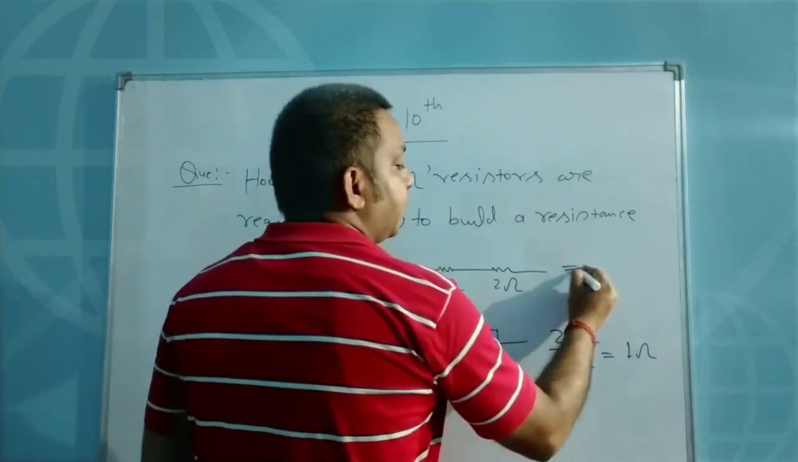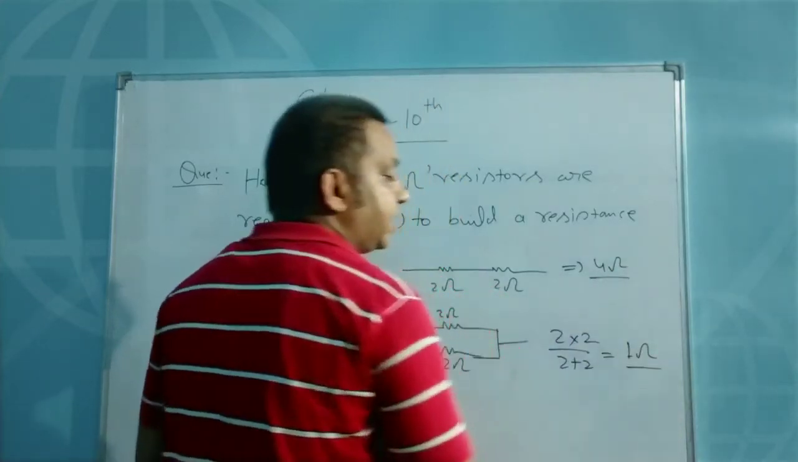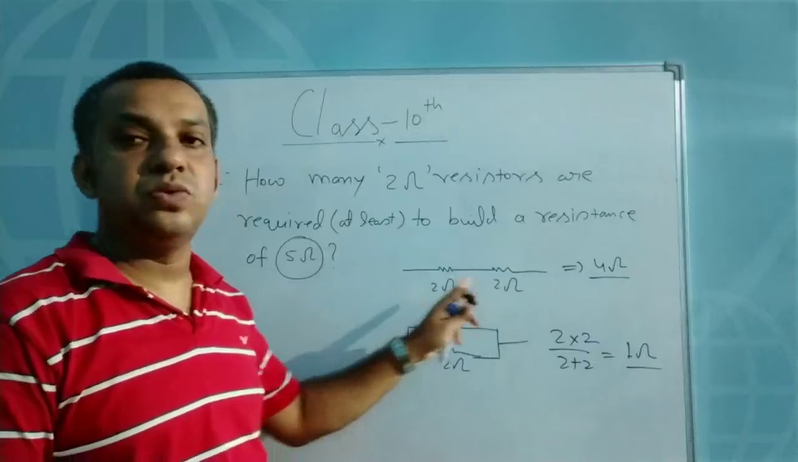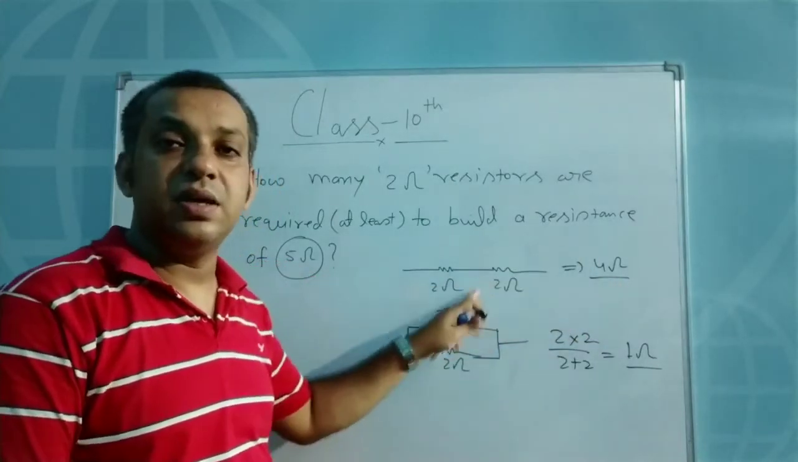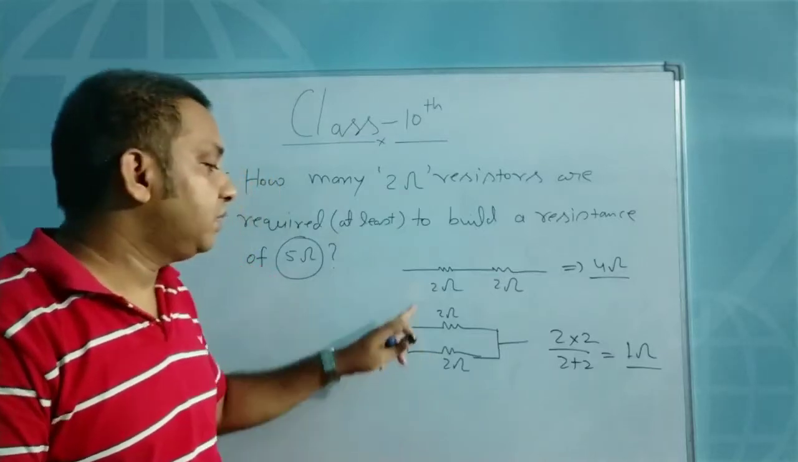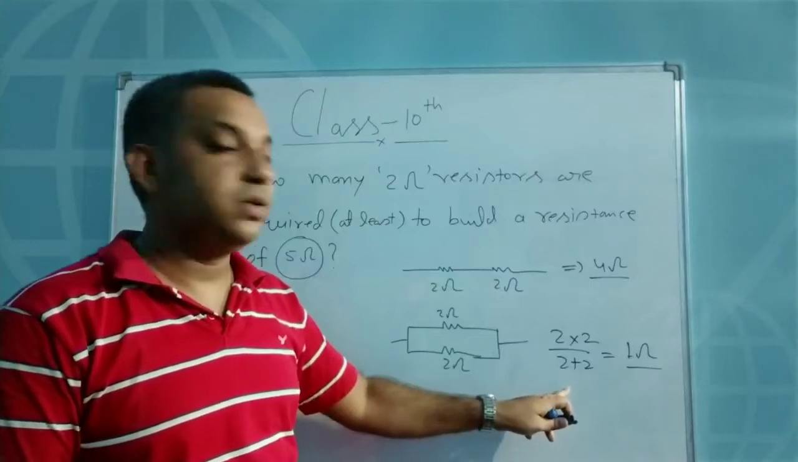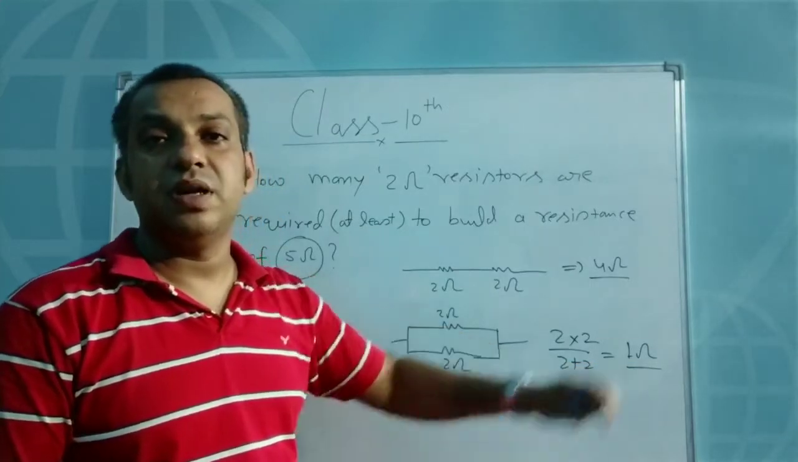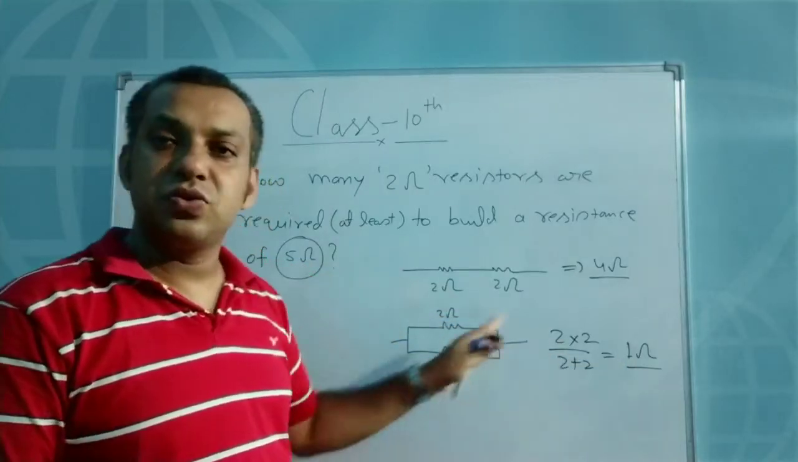Just see here. In this case you are getting 4 ohm and in this case you are getting 1 ohm. So when you are connecting 2 resistors in the series combination, you are getting the R net greater than the individual values. Right? And when you are connecting the 2 resistors in the parallel combination, you are getting the value which is lesser than the individual. You see here, this is 1 ohm. Right? So 1 ohm is lesser than the 2 ohm.